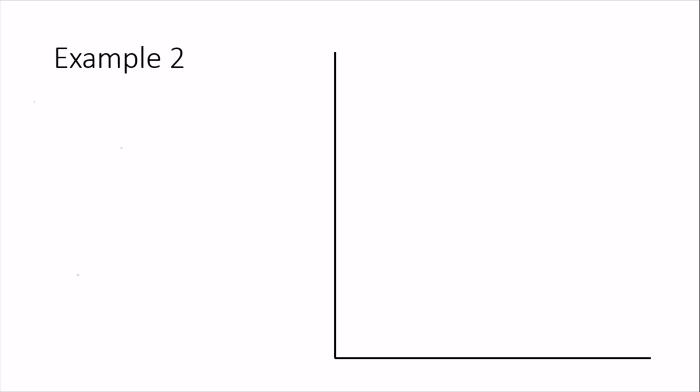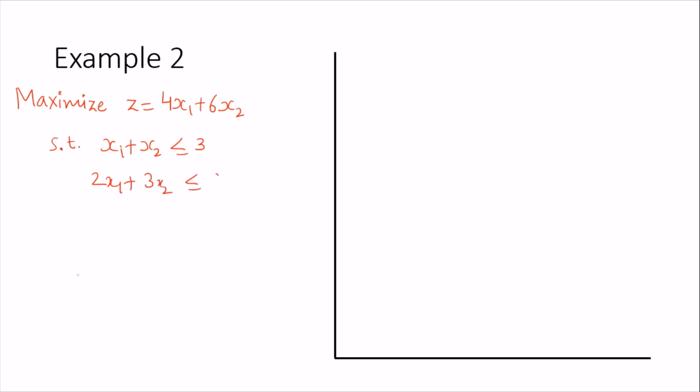So let's look at example 2, in which I have given a different LPP. It's maximize Z equals 4x1 plus 6x2. However, I have kept the set of constraints exactly the same as example 1. So there will be no change in the feasible region. The only change is going to be in the objective function. That's why the only change is going to be in the optimal solution.